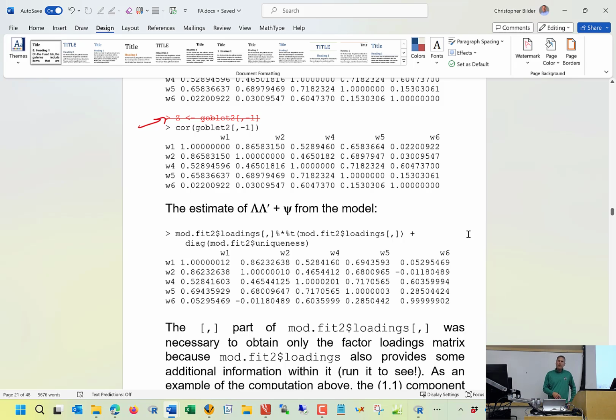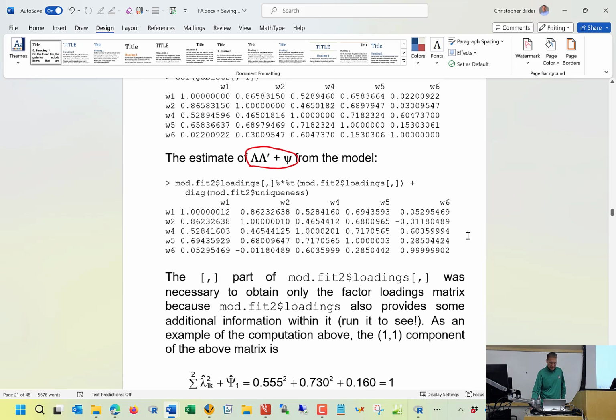And so what we might be interested in looking at then is as follows. Our factor analysis model says the correlation matrix should be equal to lambda lambda prime plus psi. Well, how about we calculate the corresponding estimated values of this? So what I could do is go into mod.fit2, and if I look at the loadings component, I can pull out my lambda hat matrix. They structure some stuff in a way that I don't like.